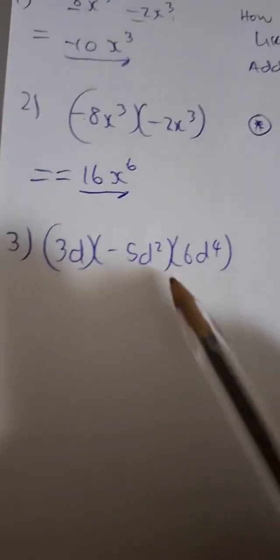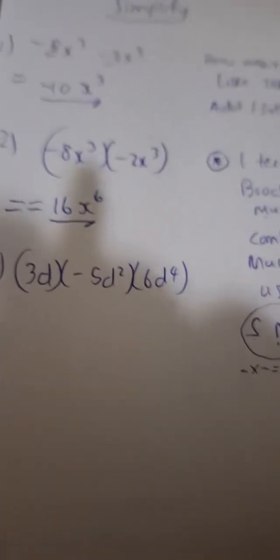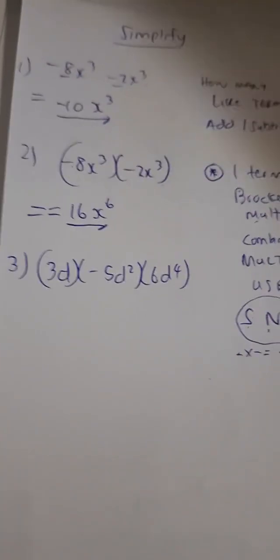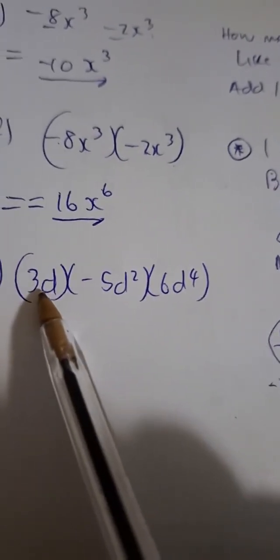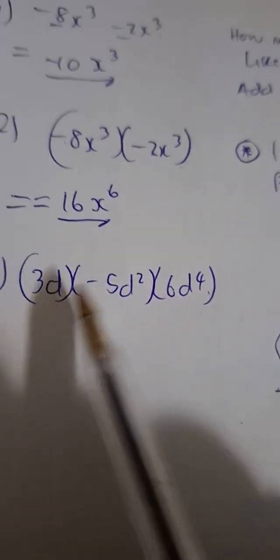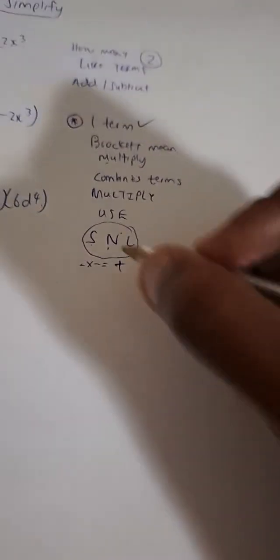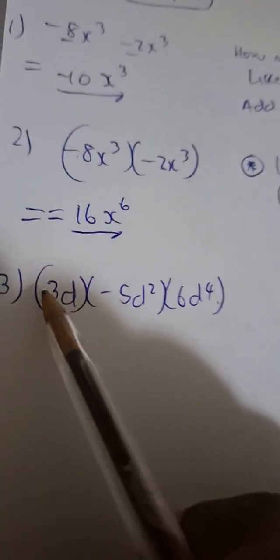Okay, so brackets mean multiply. Brackets combine terms. Brackets mean multiply. Brackets combine terms. You see? Yeah, multiply combines the terms. It becomes one. So when we are dealing with this then, guys, it means we are multiplying all of these using what? SNL. So let's go.